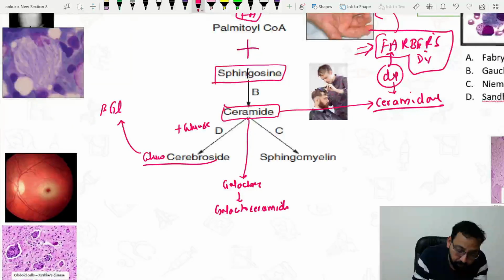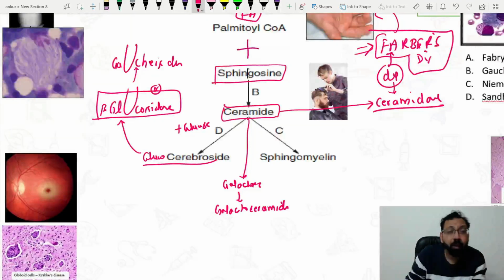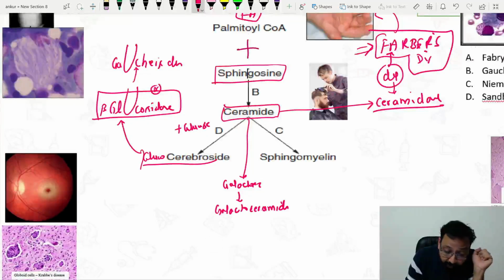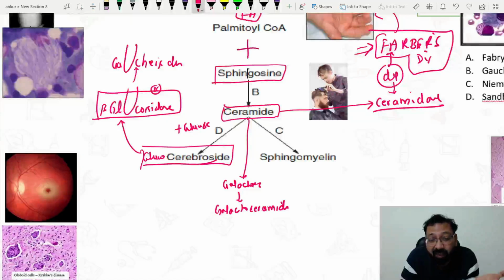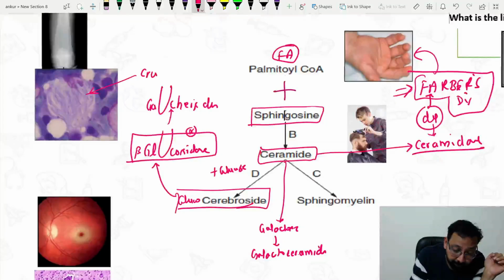beta glucosidase. If this enzyme is deficient, then it is Gaucher's disease. In Gaucher's disease, multiple non-neurological symptoms are there, meaning the nervous system is not affected because glucocerebrosidase is found in extraneural tissue. That's why you will find hepatomegaly, splenomegaly, bone marrow infiltration, anemia, and thrombocytopenia, where platelets decrease. These types of symptoms would be there, and they will give a typical crumpled tissue paper appearance.